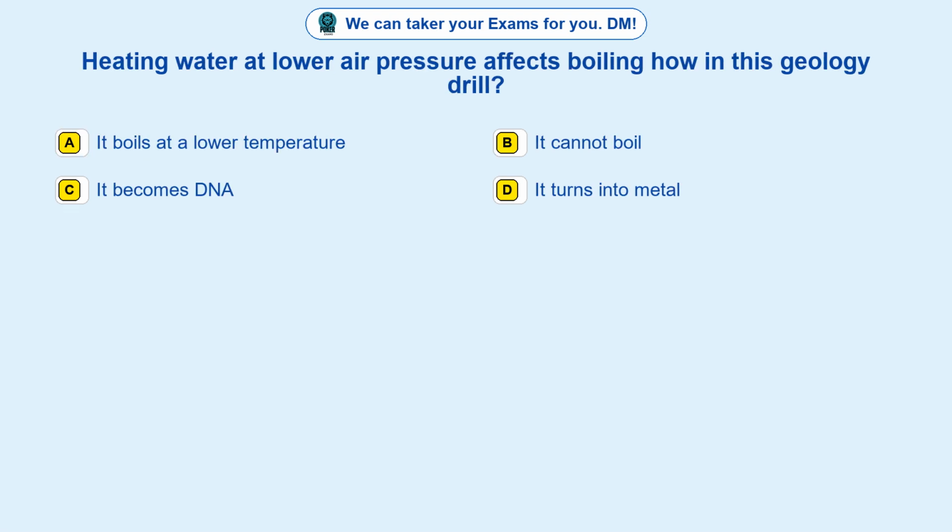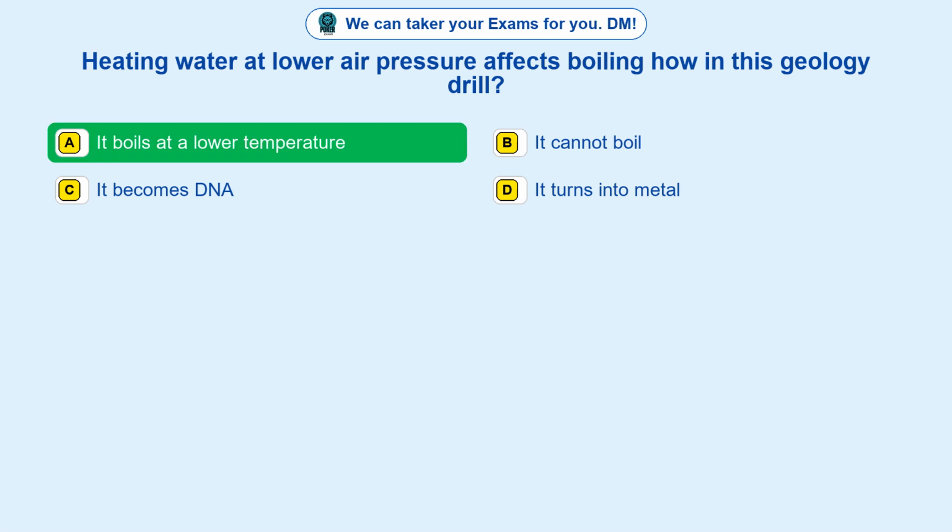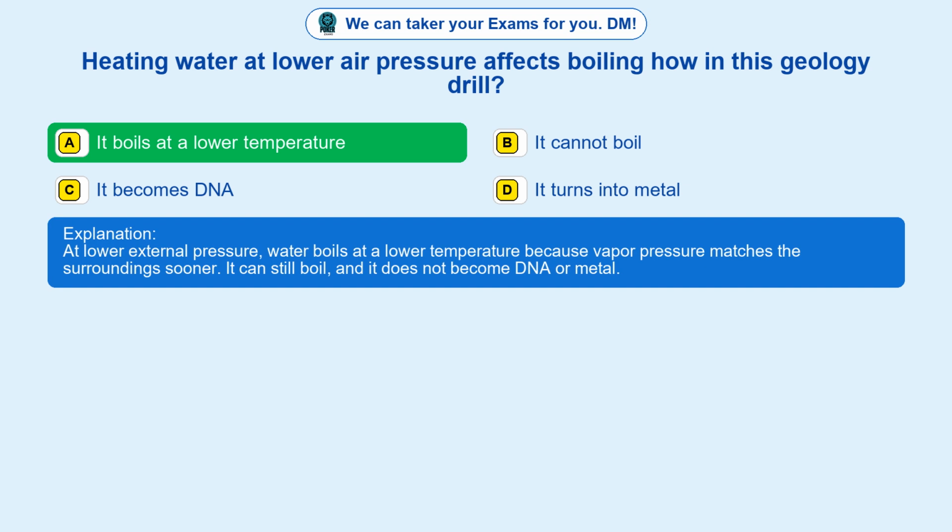Question 48. Heating water at lower air pressure affects boiling how in this geology drill? Option A, it boils at a lower temperature. Option B, it cannot boil. Option C, it becomes DNA. Option D, it turns into metal. The correct answer is option A. It boils at a lower temperature. At lower external pressure, water boils at a lower temperature because vapor pressure matches the surroundings sooner. It can still boil, and it does not become DNA or metal.